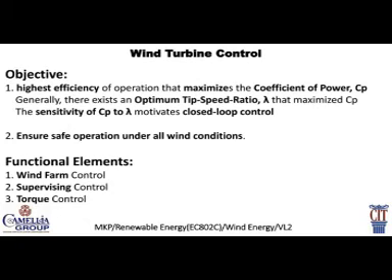The second most important point is to ensure safe operation under all wind conditions. Wind turbine control systems are typically divided into three functional elements. First, the control of groups of wind turbines in a wind farm. Second, the supervising control of each individual wind turbine, and third, separate dedicated dynamic controllers for different wind turbine subsystems, each of which we will discuss separately.